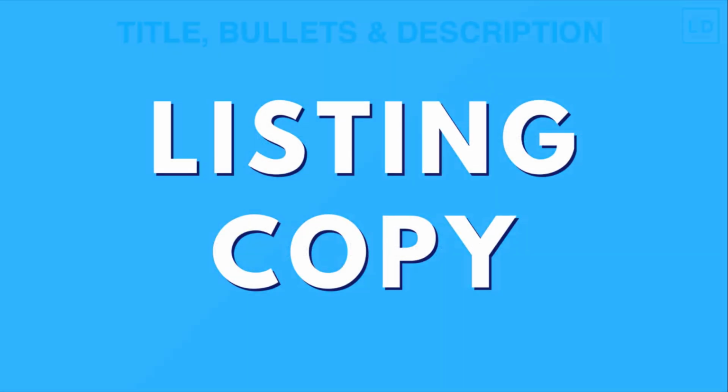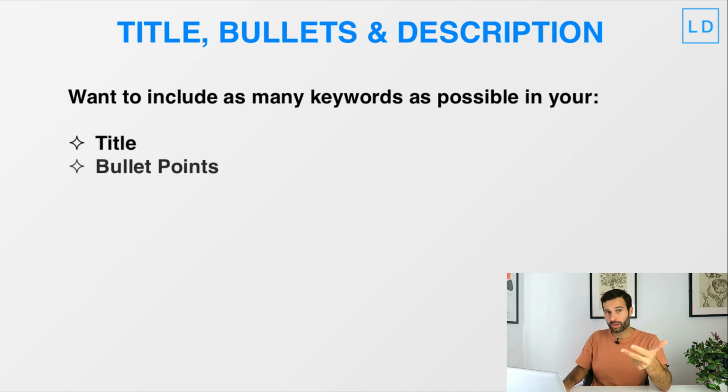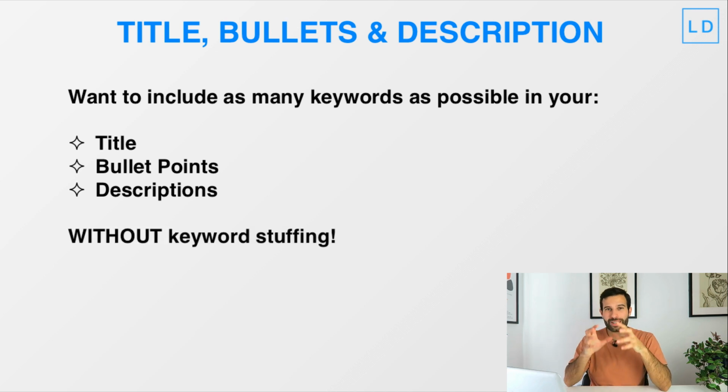Okay, so when you're writing your listing copy, what you essentially want to do is include as many of the keywords that you found when doing your keyword research as possible in your title, bullets, and description while making sure that you don't keyword stuff. So what do I mean by keyword stuffing? Well, when you're writing your copy, you're trying to have a balance between including as many of the most important keywords as possible without making it unreadable. You still want your title, bullets, and description to read really, really well, because remember, your bullets and your description are going to sell your product, so they need to be readable.